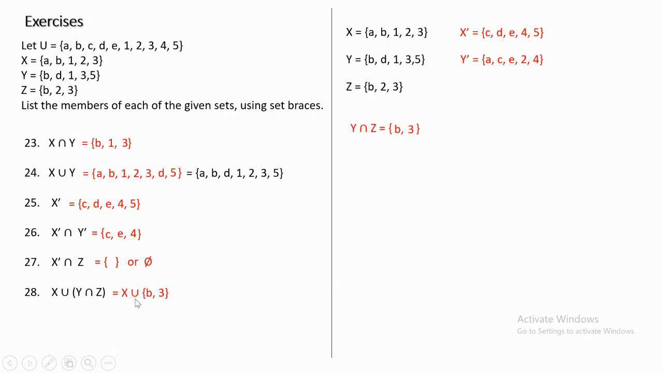Remember, guys, if it's union, or the OR statement, then we put everything in X. It's going to be A, B, 1, 2, 3. Then we go to the next set, the one that is union with. The B is already there, and the 3 is already there. So that's my result: A, B, 1, 2, 3.